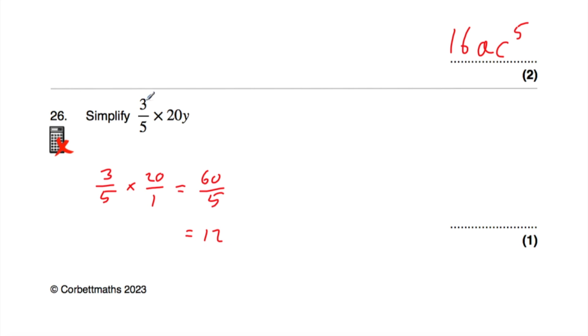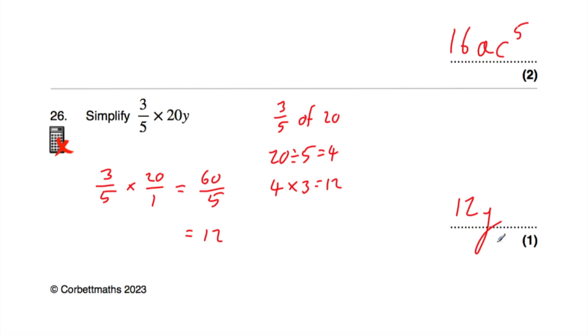Or another way to do that, instead of doing 3/5 multiplied by 20, we could do 3/5 of 20. And to work out 3/5 of 20, we divide by the denominator and multiply by the numerator, divide by the bottom times by the top. So we take our 20, we divide it by 5, which is equal to 4, and then we take our 4 and we multiply by the numerator. 4 times 3 is equal to 12. So 3/5 of 20 is equal to 12. So we could either do 3/5 times 20, which is equal to 12, or we could do 3/5 of 20, which is equal to 12. And then that's the number at the front. And then we've just got our y, so the answer is 12y, and that's it. So 3/5 multiplied by 20y would be 12y, or 3/5 of 20y would be 12y as well.